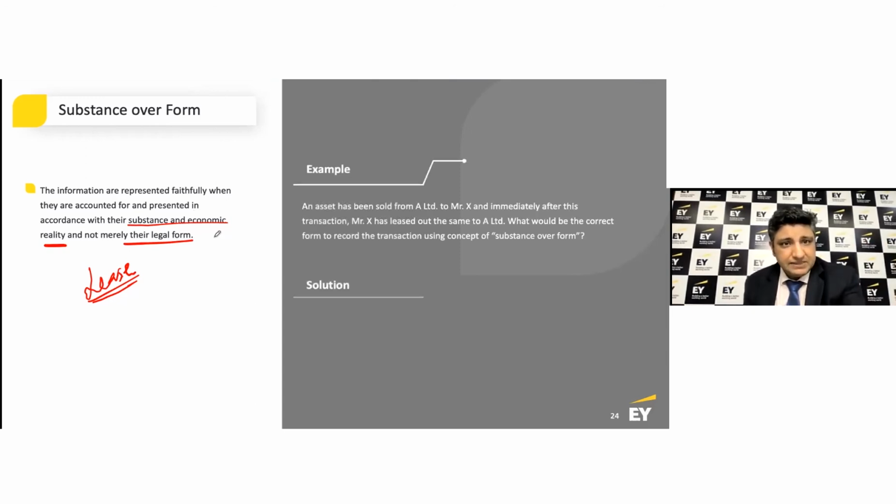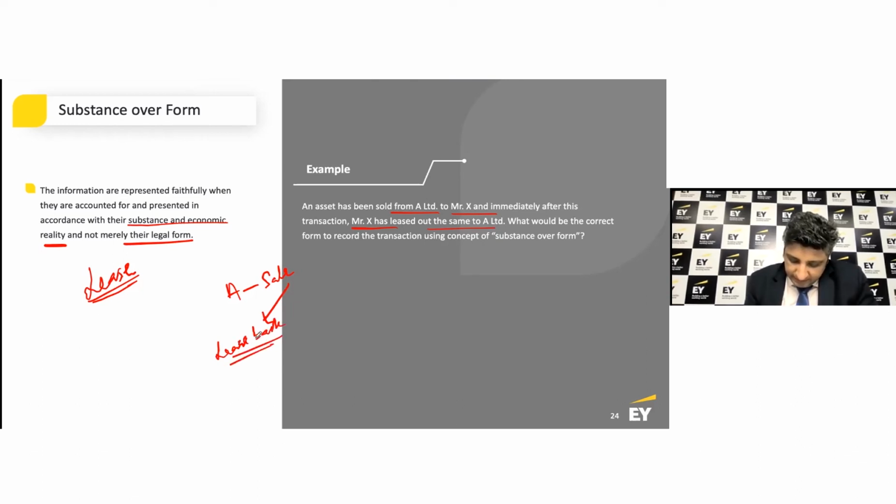So for example, say an asset has been sold from A Limited to Mr. X, and immediately after the transaction, X has leased out the same asset back to A Limited, right? So in a way, A is showing a sale, and then A is also showing a lease back, right? Now, in essence, this asset never went out of A's balance sheet. And that's what we're trying to highlight. So this is essentially a sale and lease back concept, which is covered through Ind AS 116.